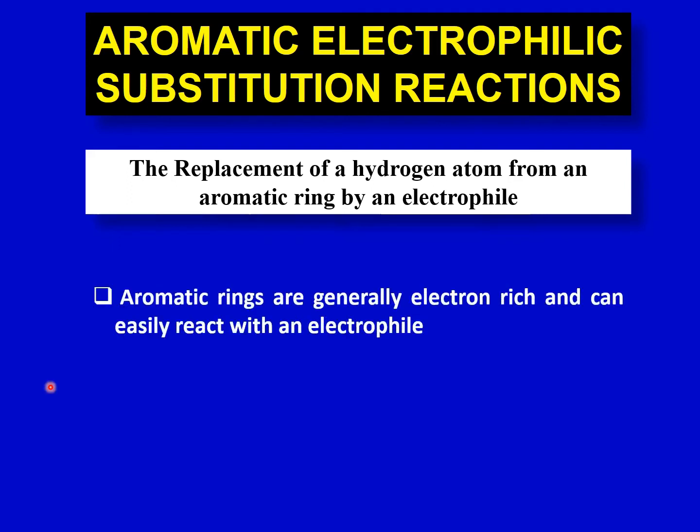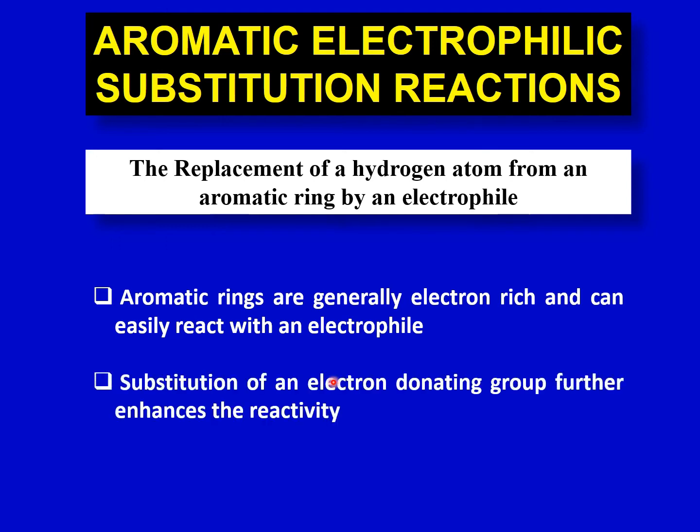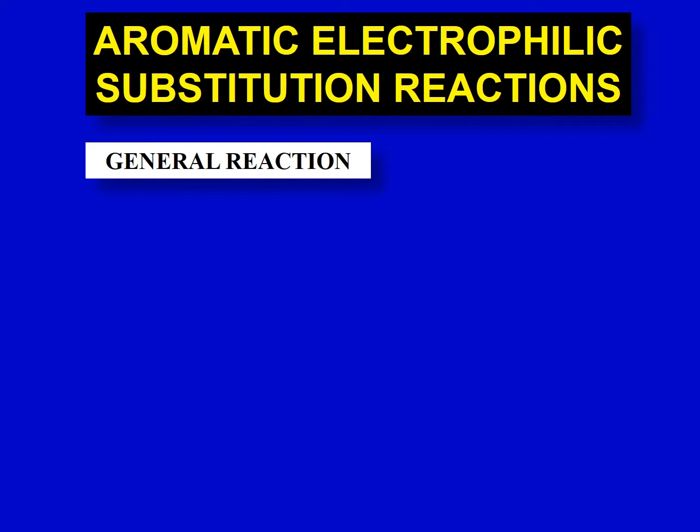Aromatic rings generally are electron rich, and that is why they can easily react with an electrophile. And for this reason, the aromatic electrophilic substitution reactions are pretty much common than the nucleophilic substitution reactions on aromatic ring. And above that, the substitution of an electron donating group on the aromatic ring further enhances its reactivity. So let's see how the general reaction of an aromatic electrophilic substitution proceeds.